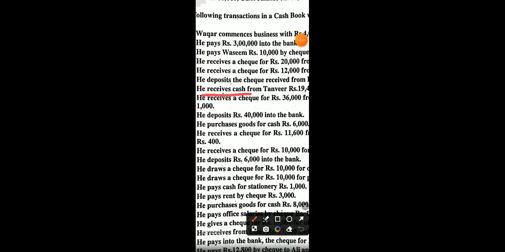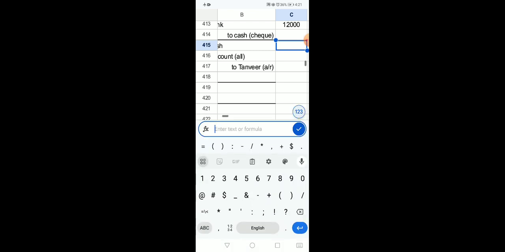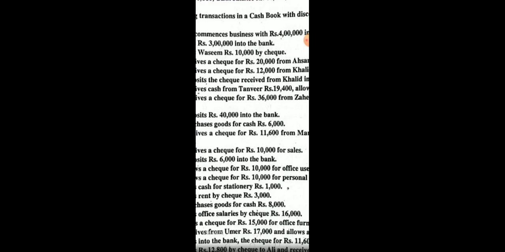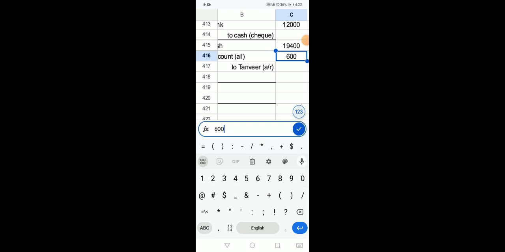In the books, amounts are mentioned, so now you will cater the amounts. Receive cash from Tanveer, this is our entry. Cash is 19,400, so you will put 19,400 in front of cash. And in entry number 8 we are looking at, the amount of discount is 600, so you will put the discount amount 600 over there. The entry is finished over there, no other information is provided. That means the amount of Tanveer has not been mentioned.